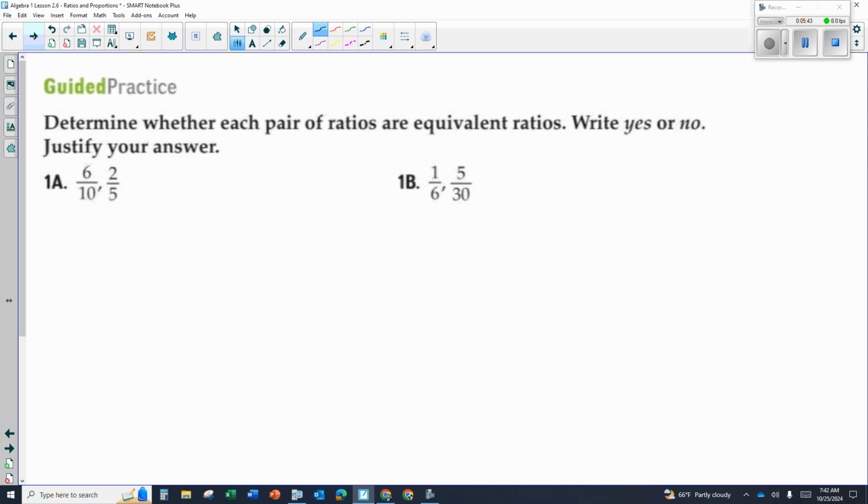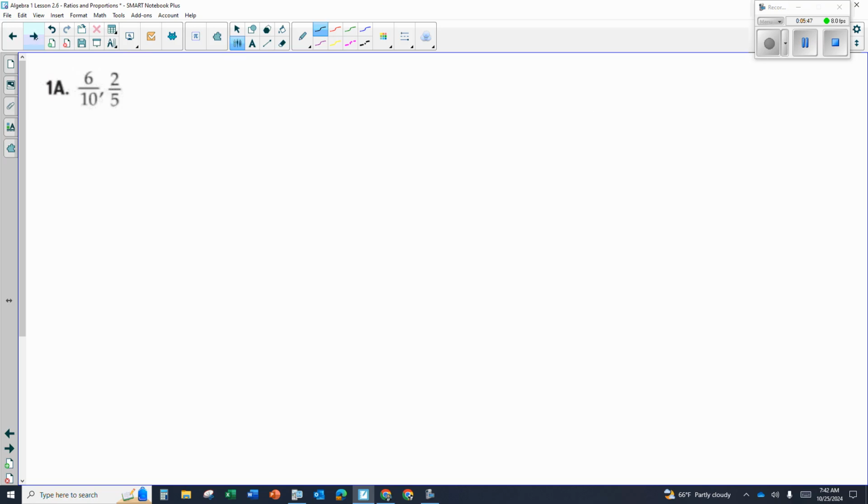All right, so we're looking at guided practice 1A. 1A says 6/10 and 2/5. Well, 2/5 is already simplified because 2 and 5 are already prime numbers. 6, and I'm just going to rewrite this a little bit differently than the book. 6 and 10, if I look at the greatest common factor, that would be 2 between them.